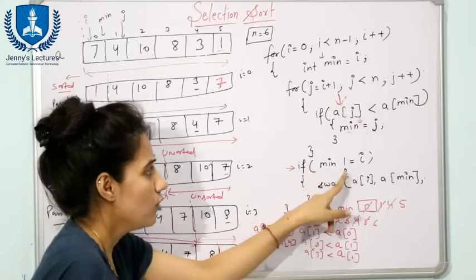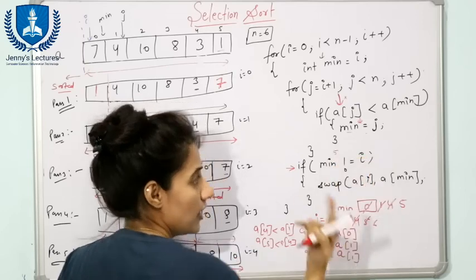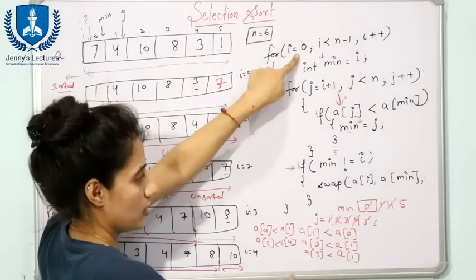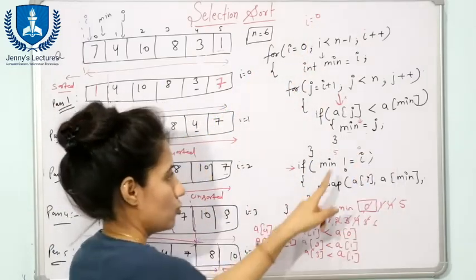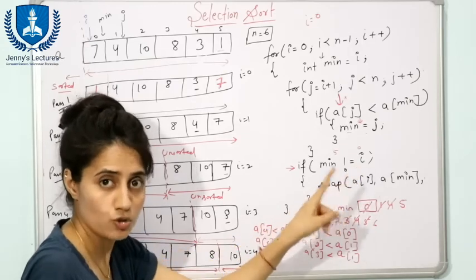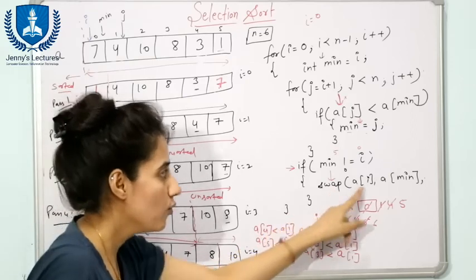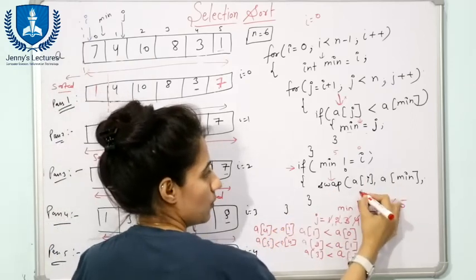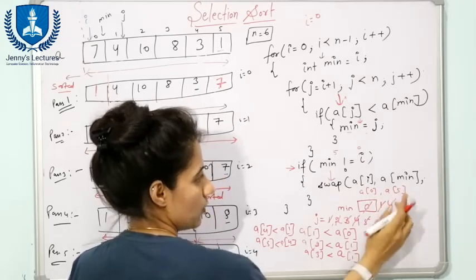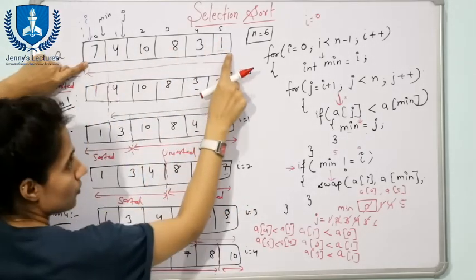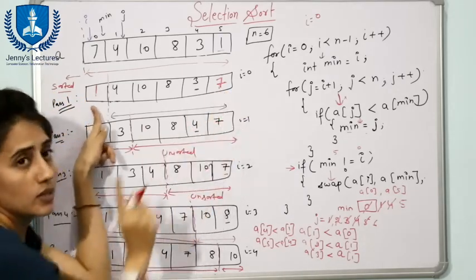Now check, if min not equal to i. Now min value is 5 and i value is, see, i value is 0 still. We have started from 0 only. So 5 is not equal to 0. Yes, this condition is true. Fine. Now we will enter into this loop, and what will happen? Swapping of a of i, which means a of 0, and a of min, where the value of min is 5. So now a of 0 and a of 5 are swapped. 1 would go here, 7 would go here, and that's what we have done.